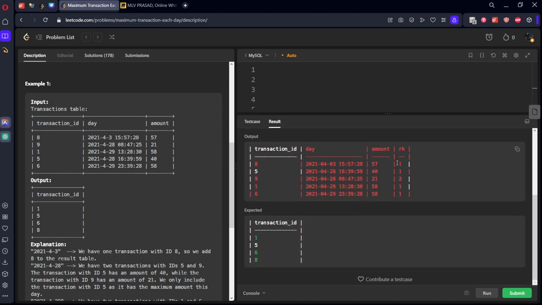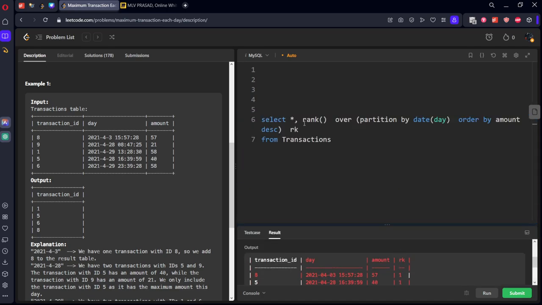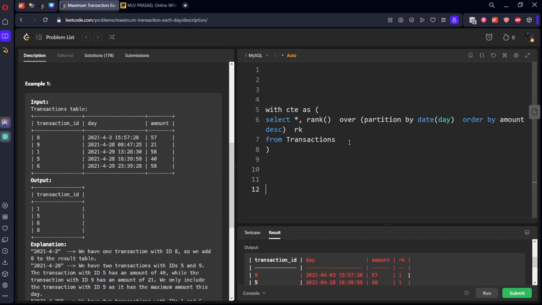Here you can see it has given the rankings, right? So now what we want is only rank 1 transaction IDs. Okay, let's call this some CTE, and from the CTE we want only rank 1, and we want to select the transaction ID. Okay, let's run it.